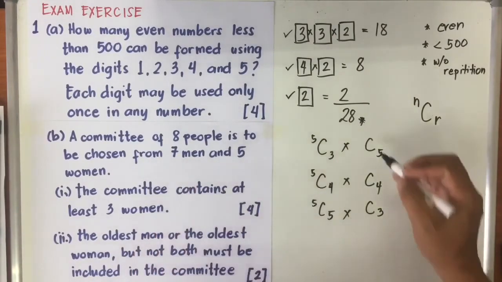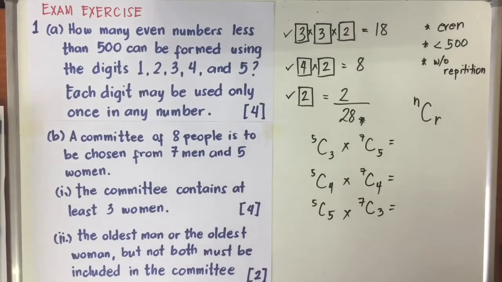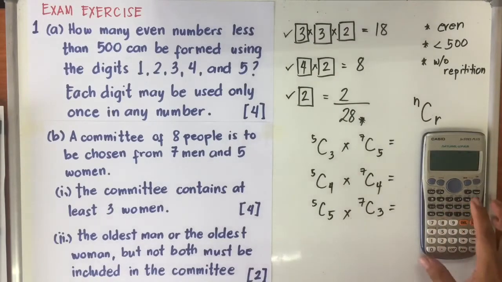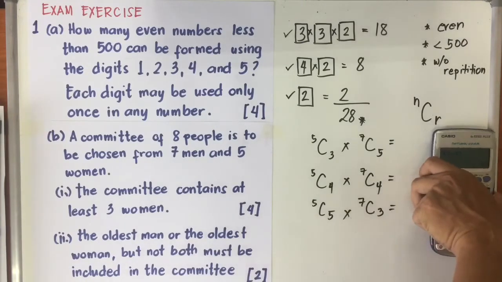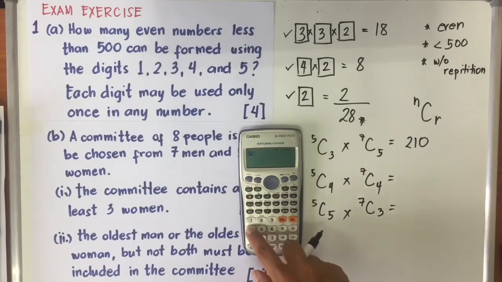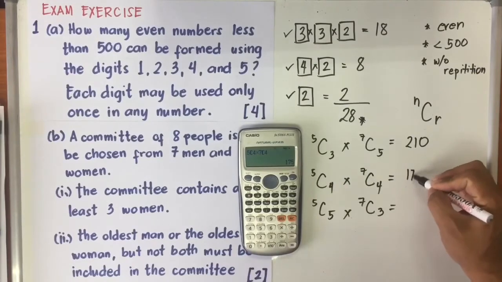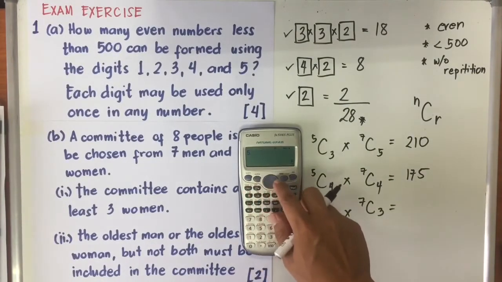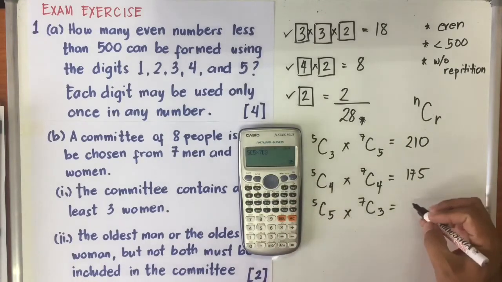Okay, how many men do we have? 7 men, 7 men, 7 men. Basically you will just get the values of this using your calculator, since it will be easier. So 5C3 times 7C5 will be 210. Next I have 5C4 times 7C4, I have 175, and 5C5 times 7C3, I have 35.